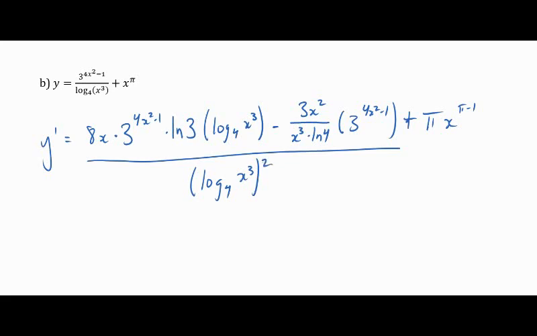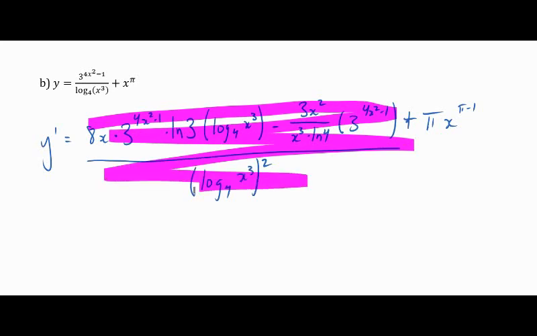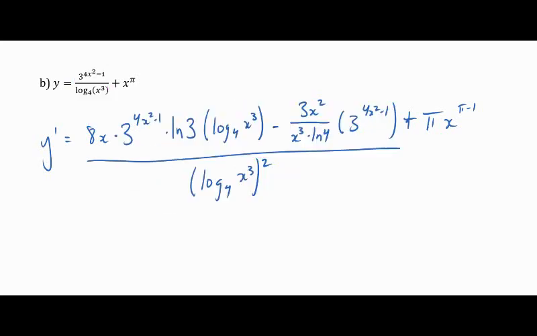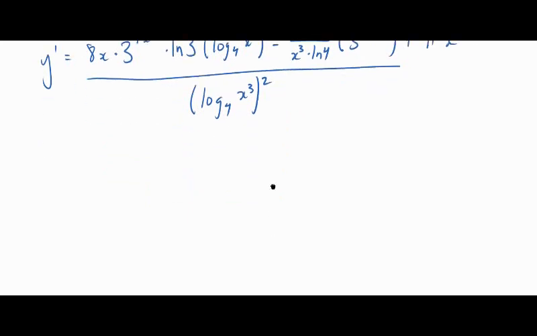Okay, so this whole part here came from the quotient rule of this. So that's why it's over the bottom squared. And then I have the second part over there on the side. And I think that's done. First line only, so that part's done.